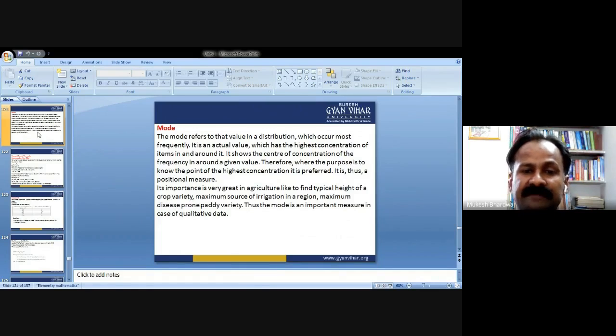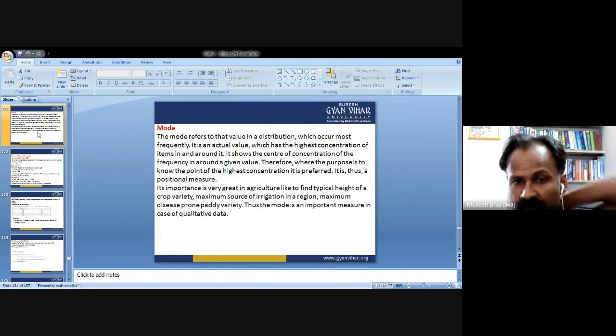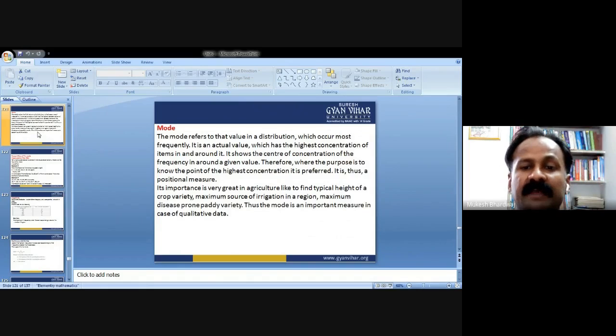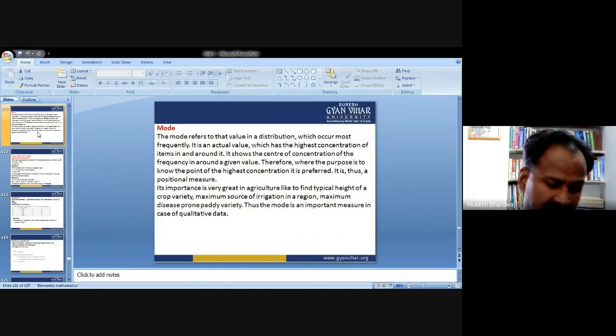Its importance is very great in agriculture, like to find the typical height of a crop variety, the maximum source of irrigation in a region, or the maximum disease-prone paddy variety. Thus, the mode is an important measure in case of qualitative data.